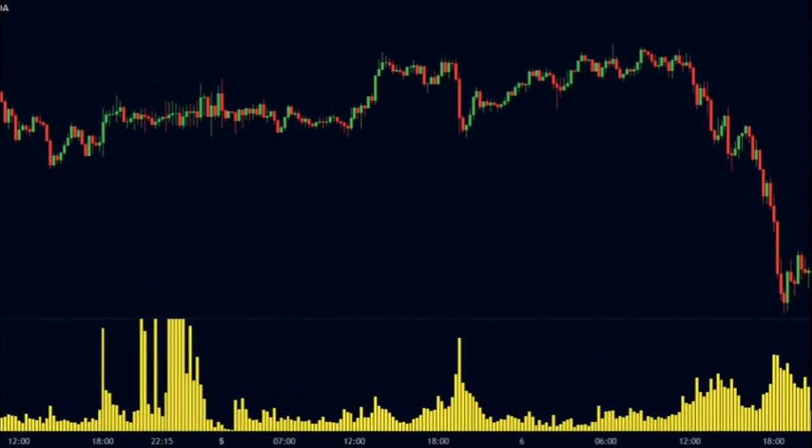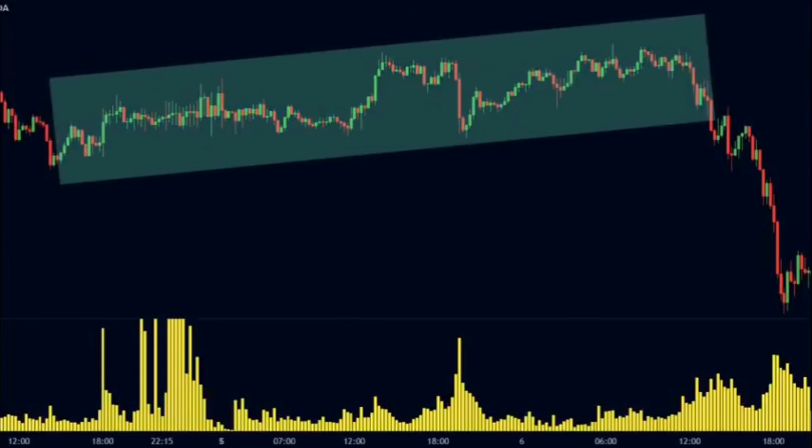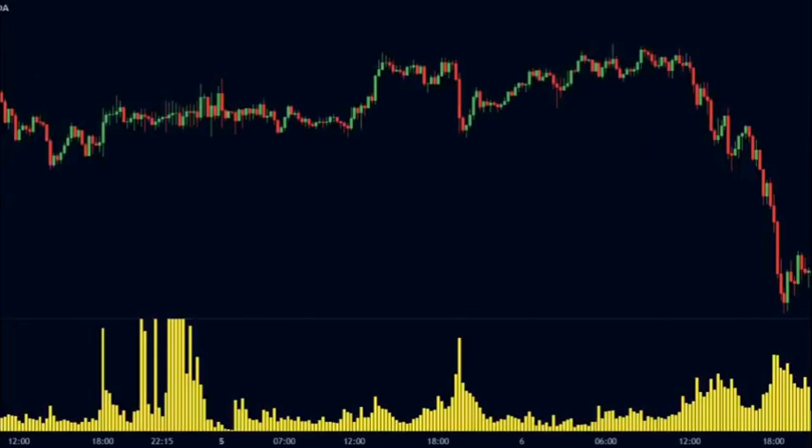Let us now look at a sell trade. Here we have the GBP/USD pair on a 15-minute chart. As we can see, the price has been making higher highs and higher lows. Rather than a trend, the price movement looks like a range that is slightly sloped upwards.